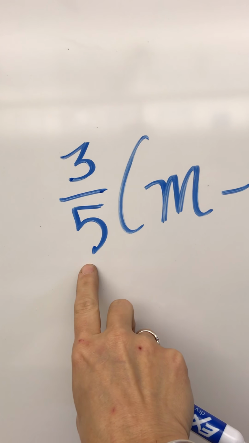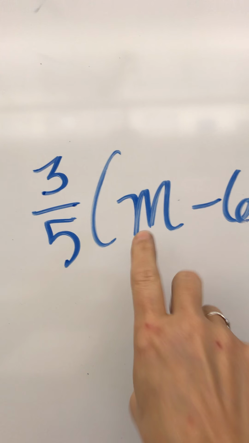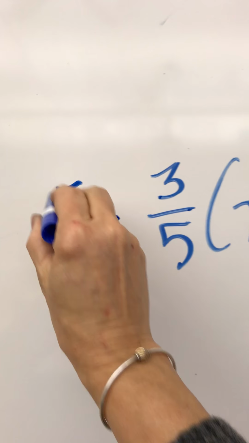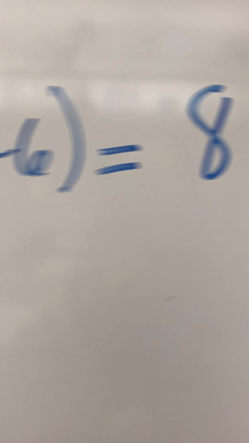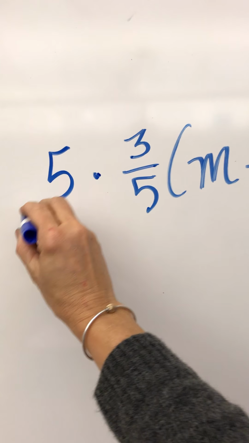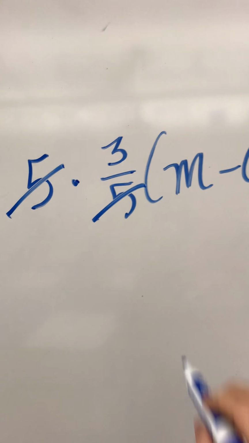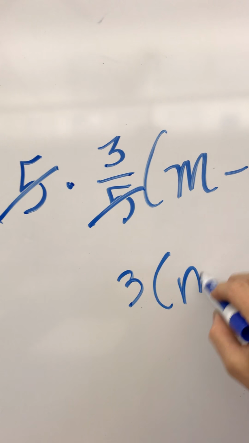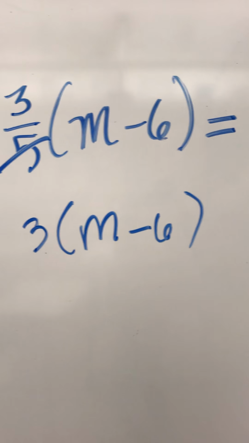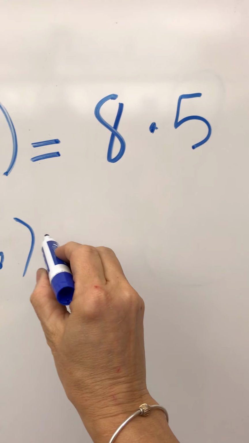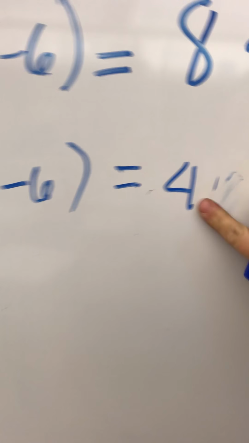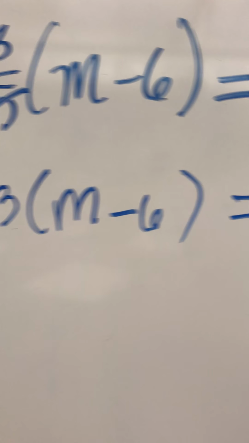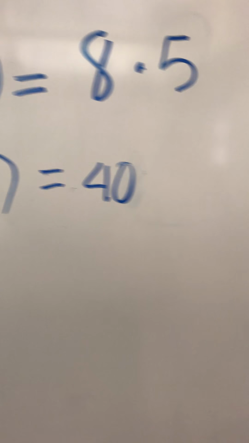I don't want the 3/5 here because I can't get to my variable, but if I simply just multiply this side by 5, and I multiply this side by 5, this thing starts to look a little bit better. Then my fraction goes away, and I just have 3. M minus 6 is still in parentheses, and that equals 40. All right. So, hang on, let me fix that. That equals 40.